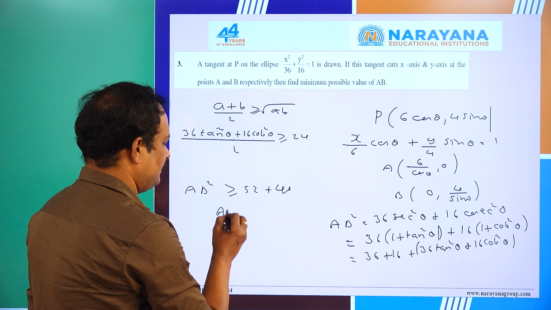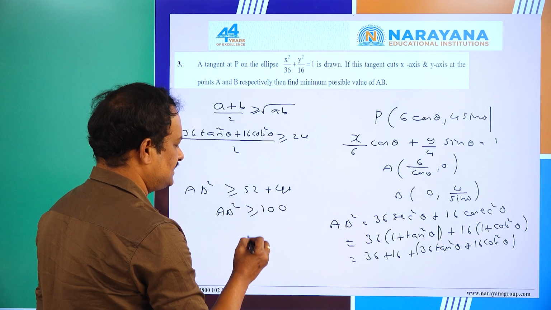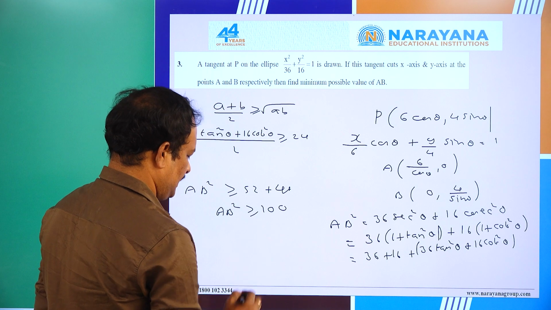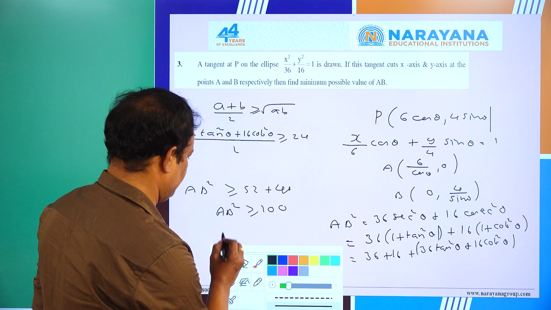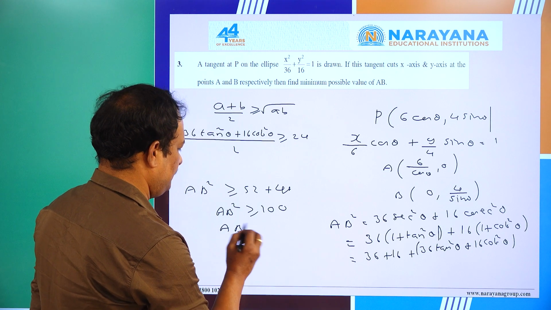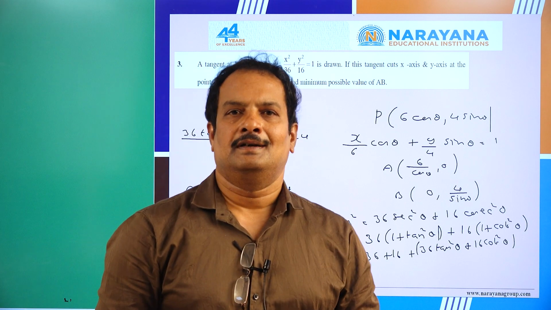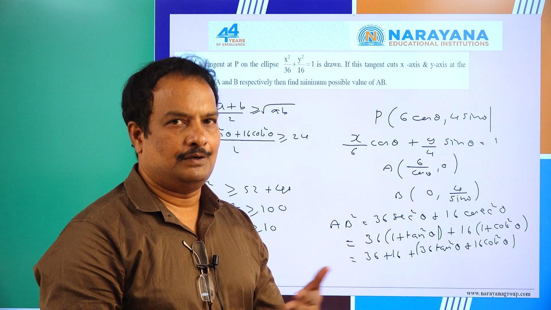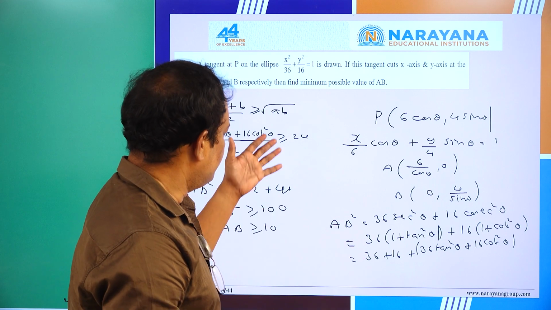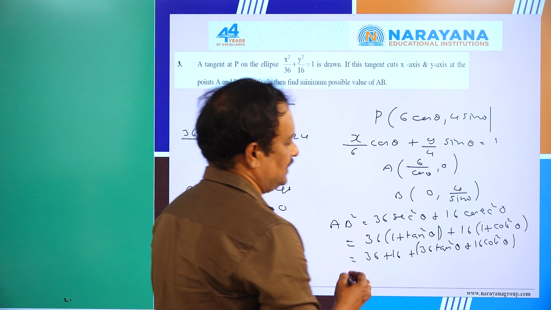So the least value of AB square means 100, and the least value of AB obviously is nothing but what? So in this case, very clearly we are now going to have the same value, which is AB. Of course, AB is greater than or equal to 10 only. So that is the least value of the length AB. Of course, we did find out the least value of AB square. Now from that we can say that the least value of AB is nothing but 10. So 10 is the answer for this one.